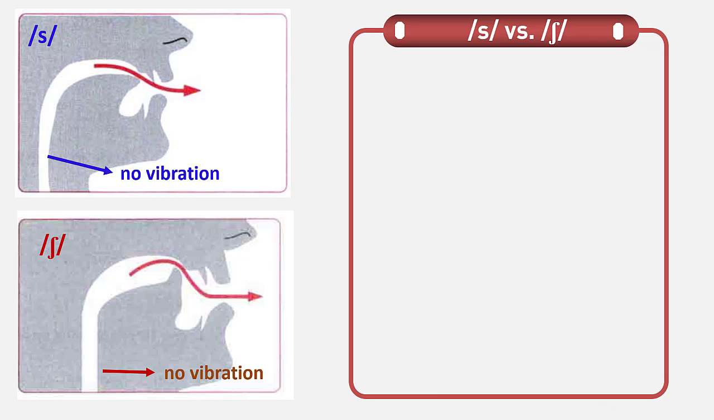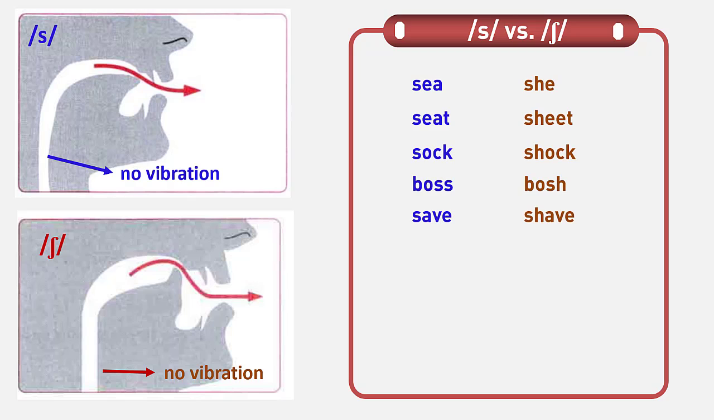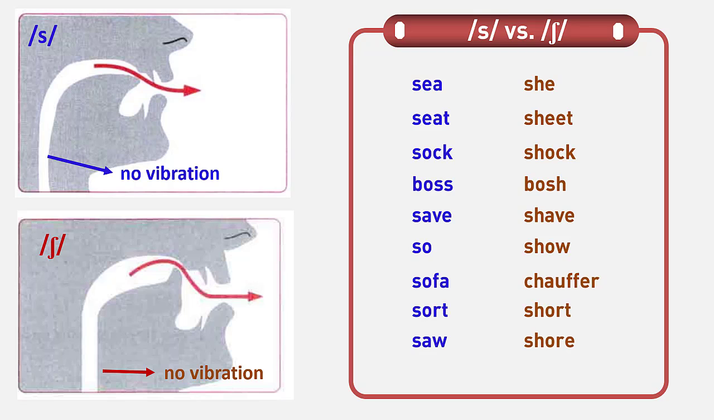Let's look at some comparisons between the s and the sh sounds. See if you can hear them. See, she, seat, sheet, sock, shock, boss, bosh, save, shave, sew, show, sofa, chauffeur, sort, short, saw, shore.